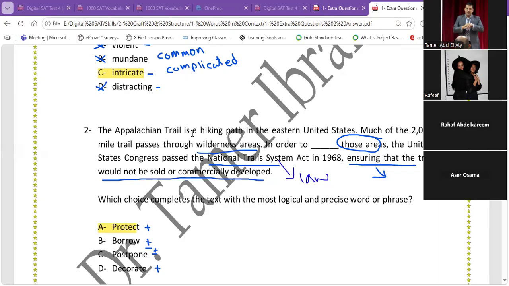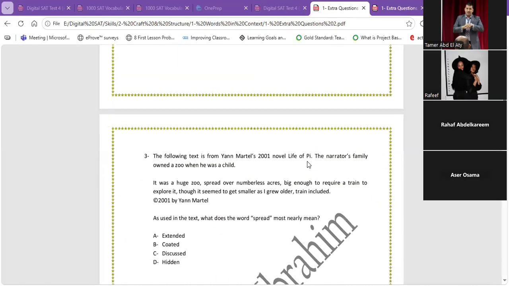The Appalachian Trail is a hiking path in the eastern United States. Much of the 2,000-mile trail passes through wilderness areas. In order to protect those areas, which areas? The wilderness. The United States Congress passed the National Trail System Act in 1968, ensuring that the trail would not be sold or commercially developed, so they need to protect it. So the answer is A. Perfect. Let's go to number 3.